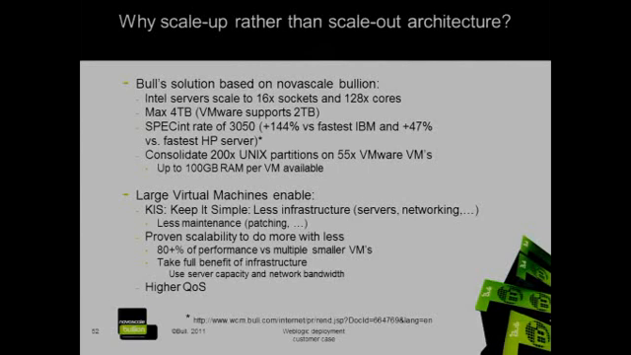So as you can see, the Bull server is quite performant. It is 144% faster than any IBM system in the market, and 47% faster than any HP system in the market. This is not us saying that. This is a benchmark done on SPECint rate, which shows the performance of different servers. And we are the only server able to overpass the 3000 range. Now, you say, why should I care?